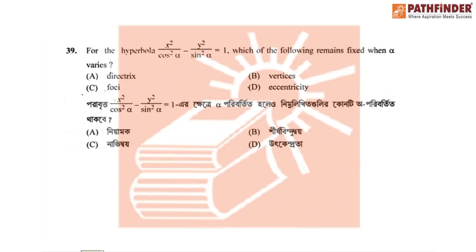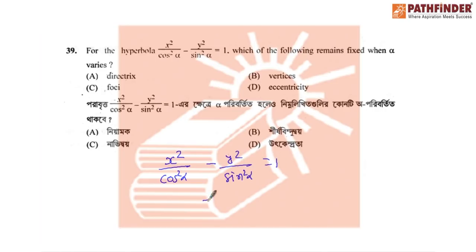Now move to the next question, which is question number 39. For hyperbola x square by cos square alpha minus y square by sin square alpha equal to 1, which of the following remains fixed when alpha varies? So we are varying the alpha. Given equation is x square by cos square alpha minus y square by sin square alpha is equal to 1.